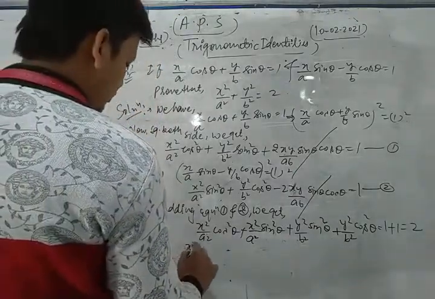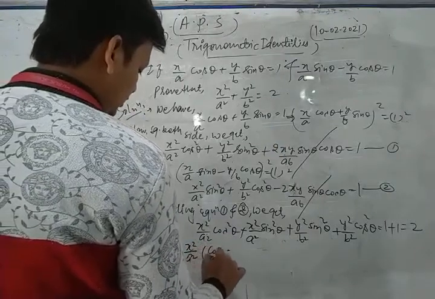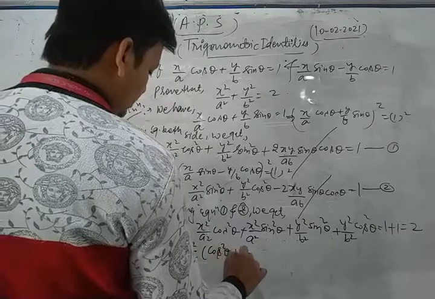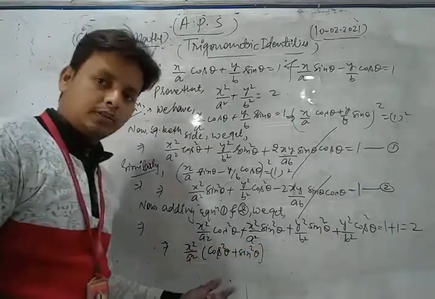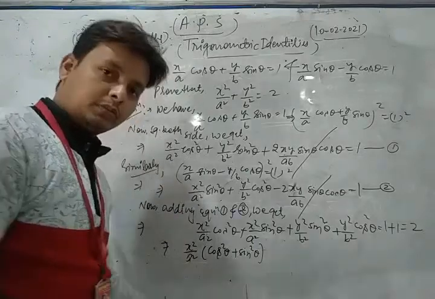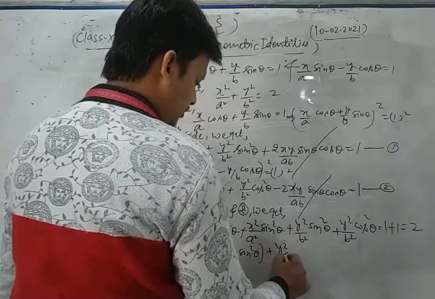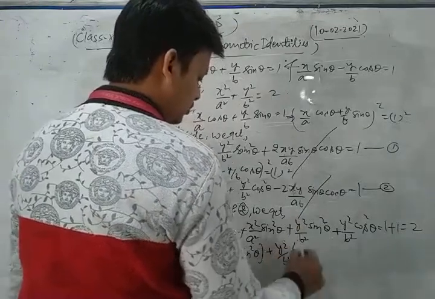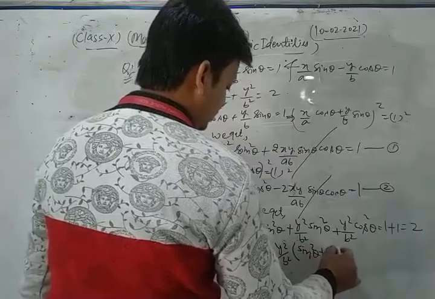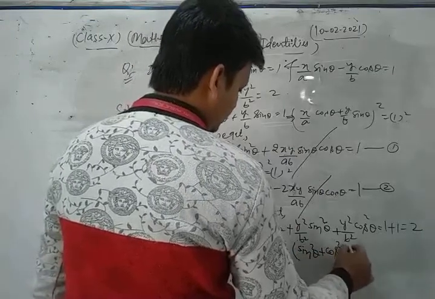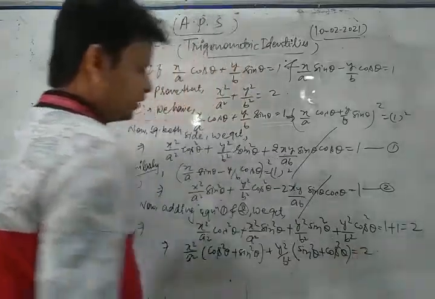We take x square upon a square as common, so we get cos square theta plus sin square theta in one bracket. Same here, we take y square upon b square as common, so we get sin square theta plus cos square theta, which is equal to 1.